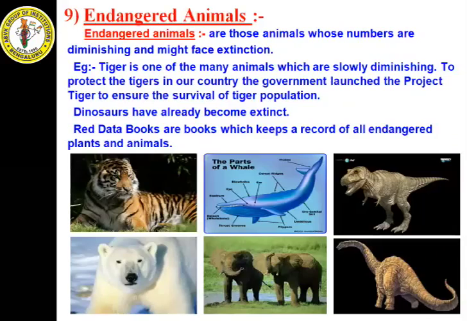So this endangered animals data is maintained in the book called the red data book. They will be asking one more question: what is the red data book? The red data book is a record of all endangered species.